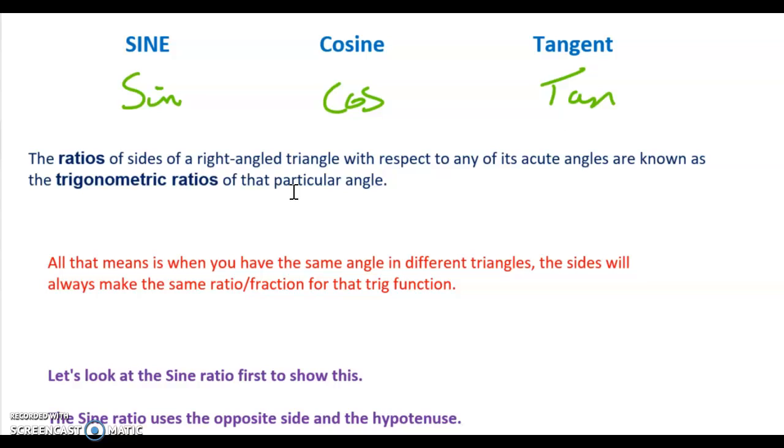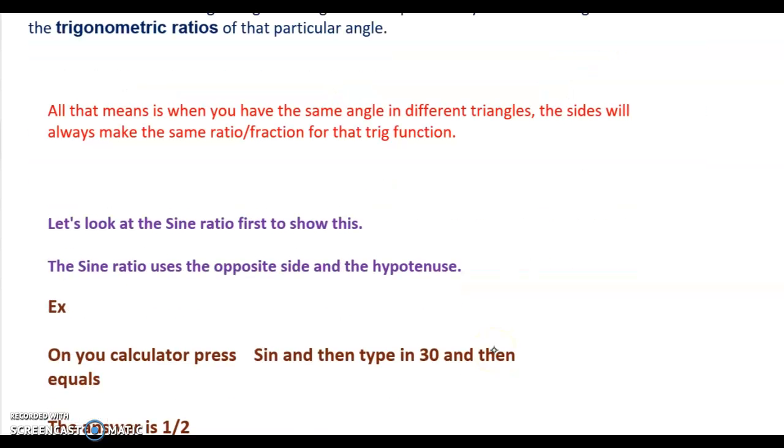If we look at the sine ratio first, which is the one we're going to be focusing on today. Now the sine ratio uses the opposite side and the hypotenuse to work out values. So, for example, if you look at your calculator, you should see sin, cos and tan. If you press sin and then press 30 and equals, it'll come up with the answer a half. Okay, so it's changed that angle into a fraction value.